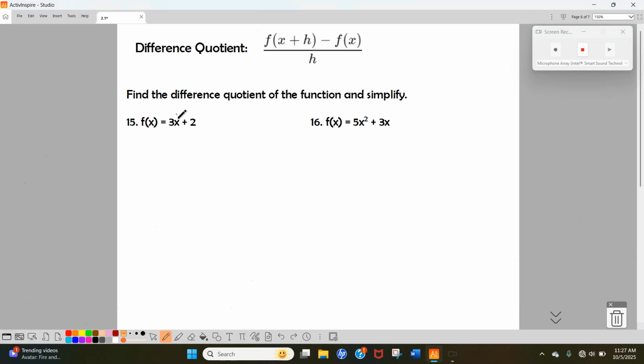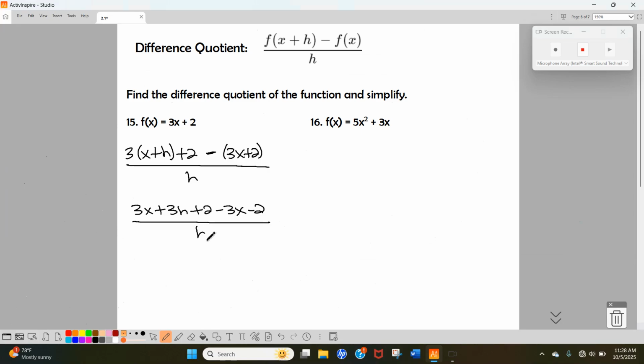So we're going to take the function and plug in x plus h. So for f of x plus h, we're going to have 3 times x plus h plus 2. Then we want to subtract the function itself, and then all of that over h. All right, so then on top, we're going to distribute in both places, and then combine like terms. So those cancel, those cancel.